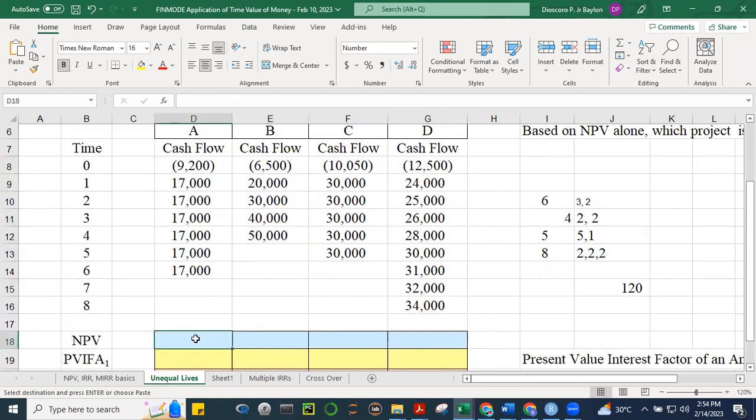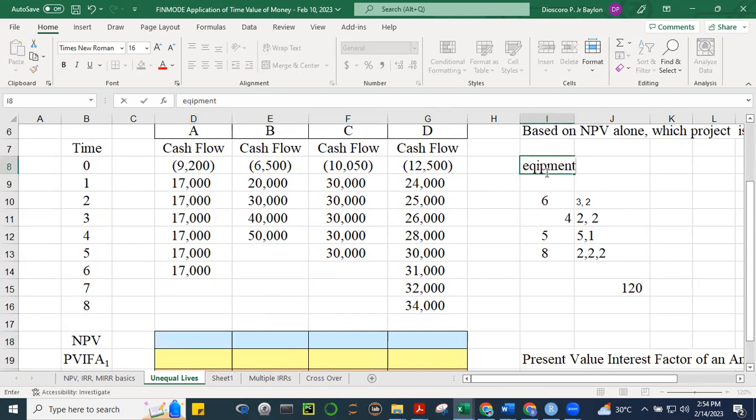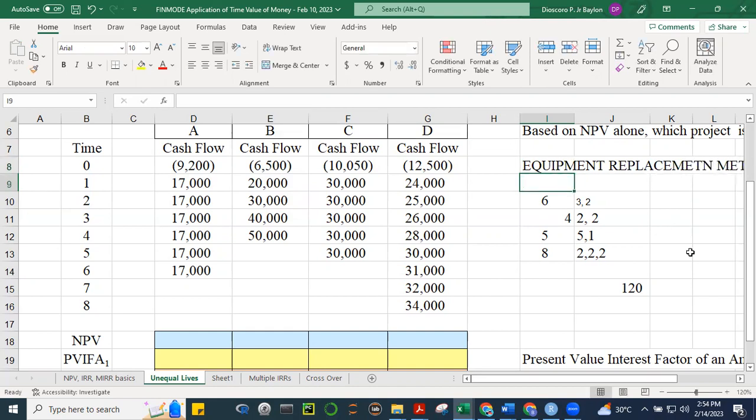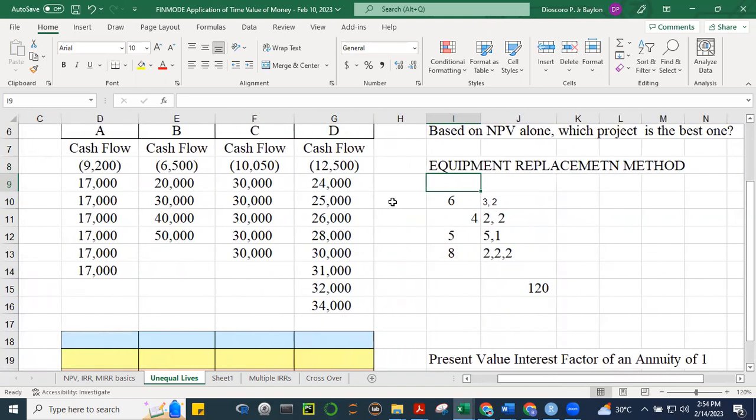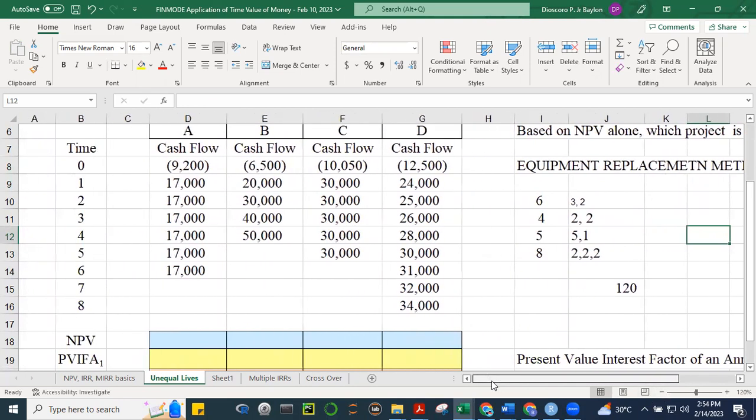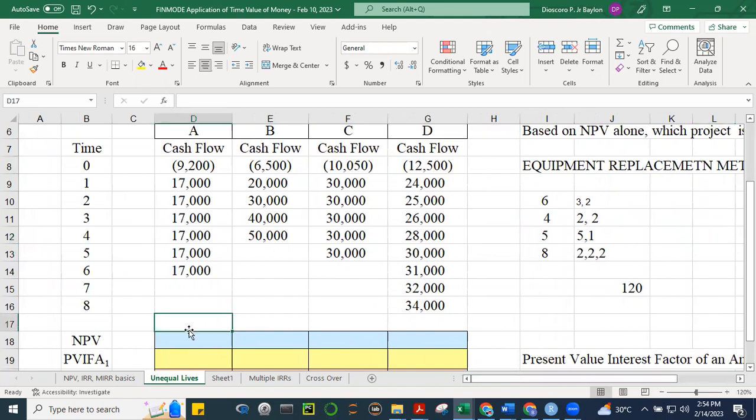Hindi ganun yung magandang way kasi buti sana kung a few years lang. And by the way, you call it equipment replacement method. Call it equipment replacement method. And it's a brute force method. Kasi, ulit-ulitin natin yung mga cash flows natin to such point na dapat pare-pareho na sila. Alright, so the faster way is computein natin yung NPV nila.